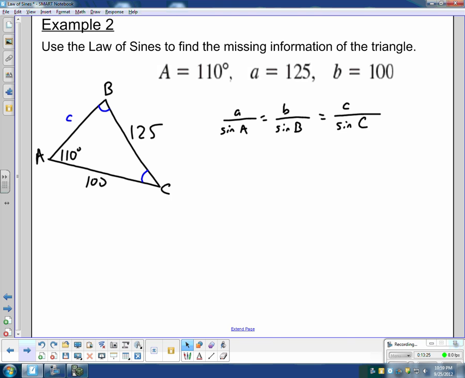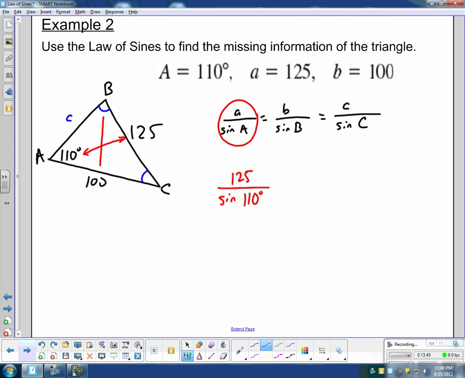And the more we train ourselves to see some of these things, we're going to see, hey, here's where I have that ratio. I know both pieces of information here. I know side A is 125. I know angle A, so the sine of angle A is the sine of 110 degrees. And we want to be able to solve, the only place we're going to be able to solve is where we only have one variable. And that's going to occur right here with our B values.